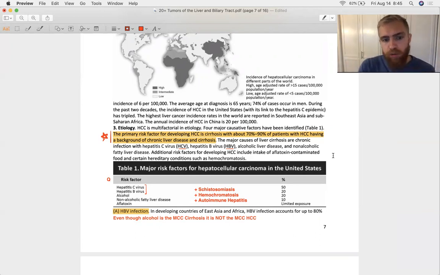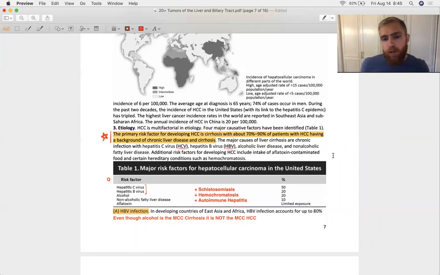You can get cirrhosis from a chronic hepatitis. You can get cirrhosis from alcoholic or non-alcoholic fatty liver disease. You could get cirrhosis if you had an autoimmune hepatitis. You could get cirrhosis if you had a parasite infecting your liver. You could have cirrhosis if you had a hemochromatosis.